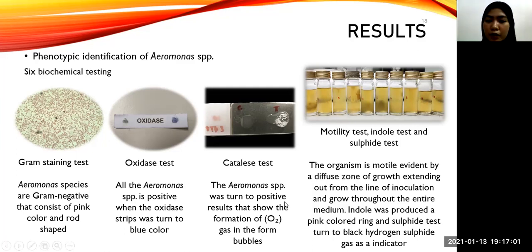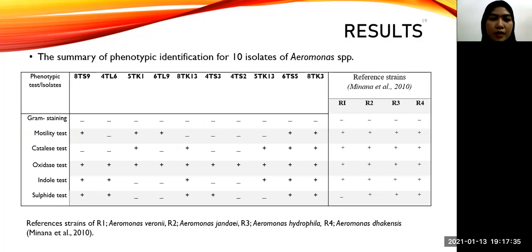The motility test, indole test: the organism is motile, evident by a diffusion zone of growth extending out from the line of inoculation and growing throughout the entire medium, as you can see here. Indole was produced as a pink coloring, as you can see, and the sulfide test turned black, with hydrogen sulfide as a gas indicator. So this is the summary of phenotypic identification for 10 isolates.